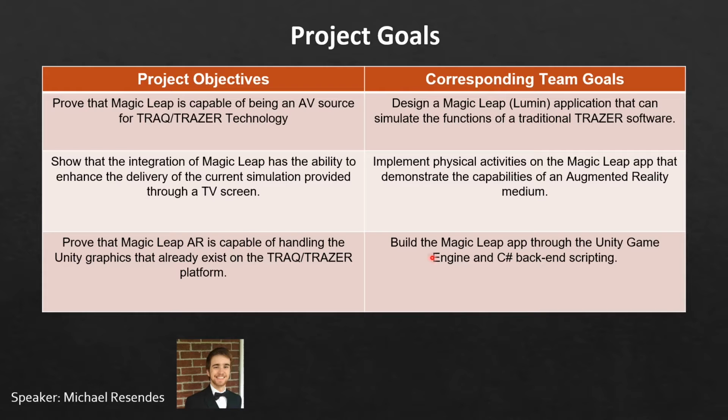So again, a very simple corresponding team goal. We're going to build a Magic Leap app through the Unity game engine with C# backend scripting. And again, this should prove that the same environments, the same technology that Tracer is making right now for their current software can be delivered on a Magic Leap platform.